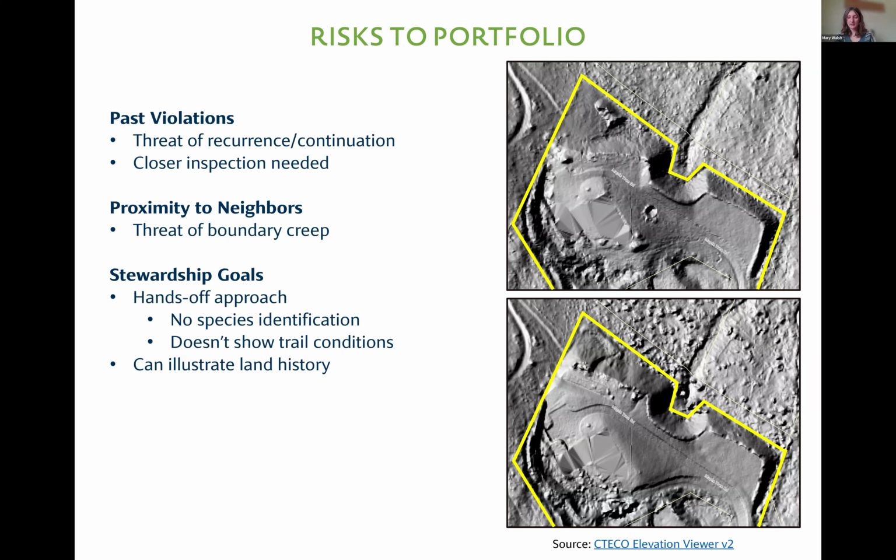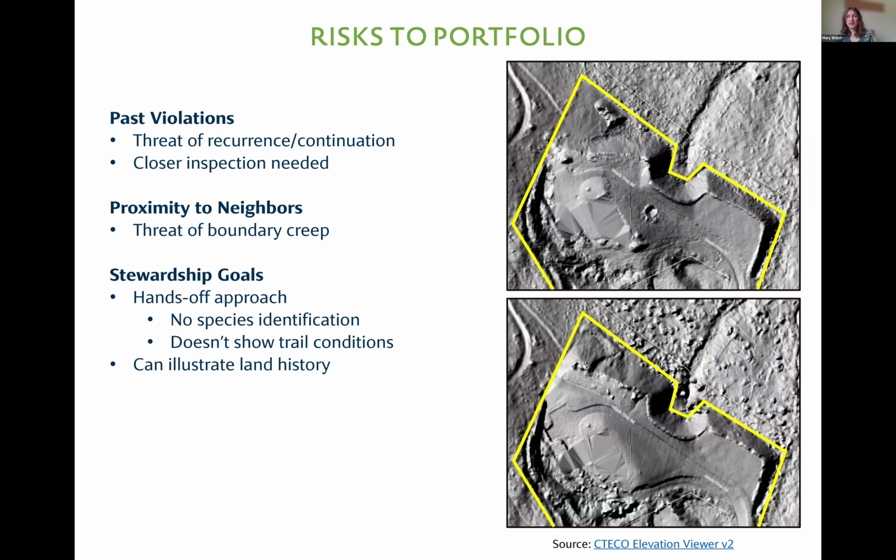On the right here, this is again through CT Eco, through their elevation viewer, and it utilizes a remote sensing method called LiDAR, which we'll go into in a moment. On the top here, this is LiDAR from 2016. Our property is north of the yellow line, so we actually border this property on 3 sides.